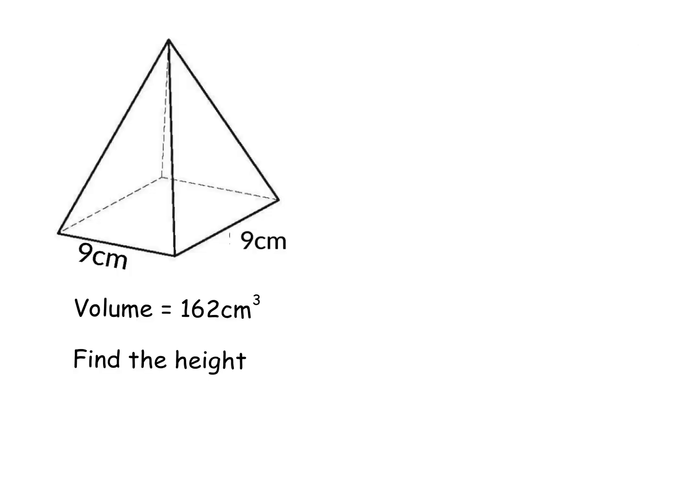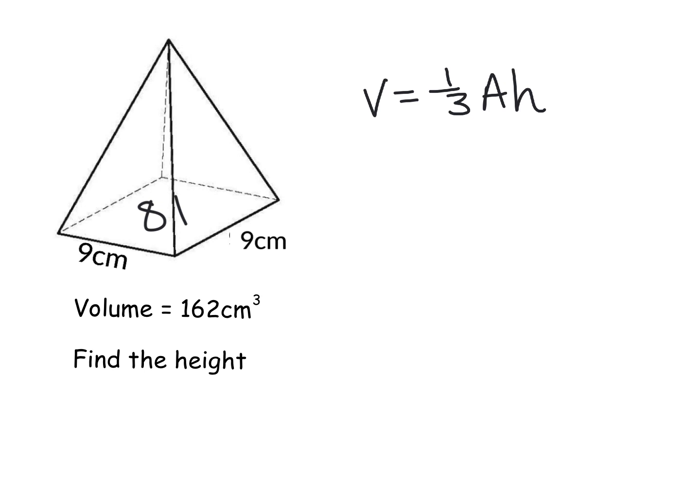So let's go. In this question we have a pyramid. Now I'm going to go straight into the formula for a pyramid, which is V equals 1/3 AH. Okay, now the base is a square because both sides are 9. So the area of the bottom is 9 times 9, which is 81.